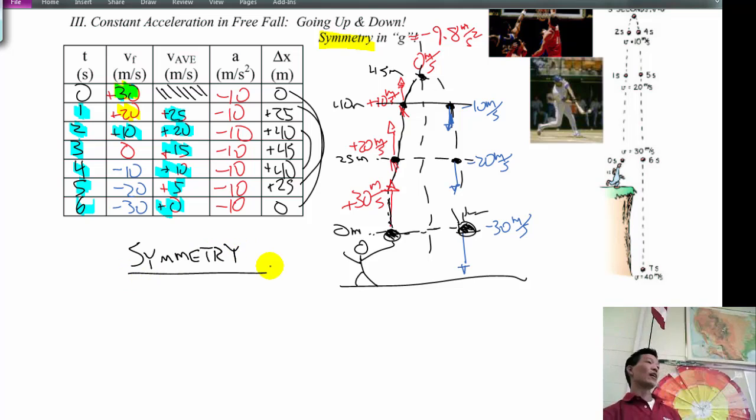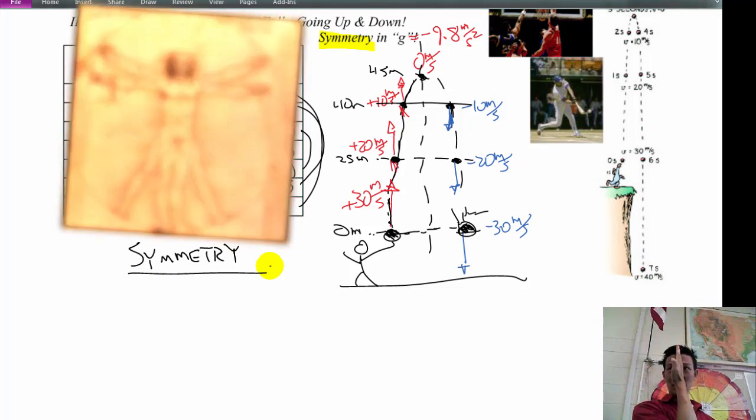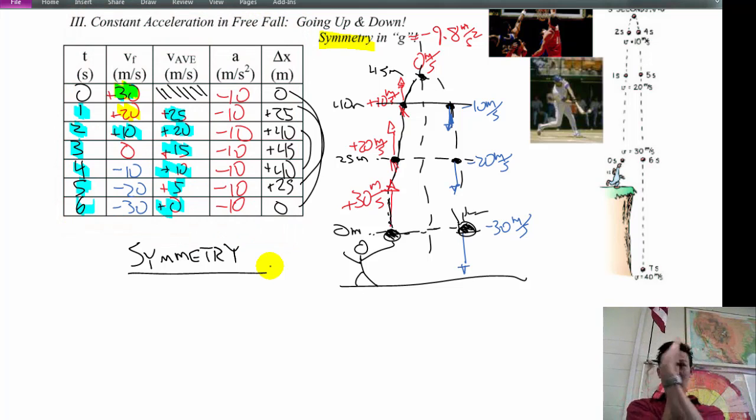S-Y-M-M-E-T-R-Y. Big fancy word. The human body is symmetrical. If you take a mirror and you put it up to your face, you ever try this before? The left side of your body should match the right side of your body there, yeah? In terms of symmetry, you should have balance there.